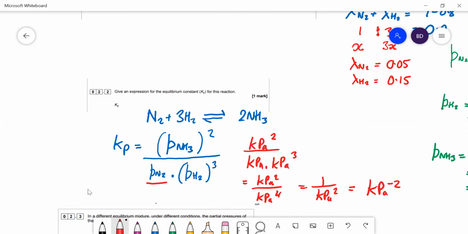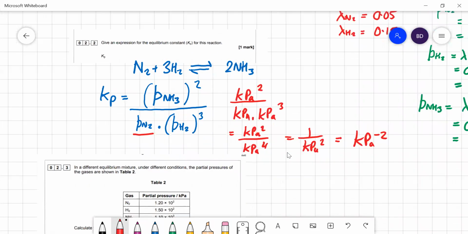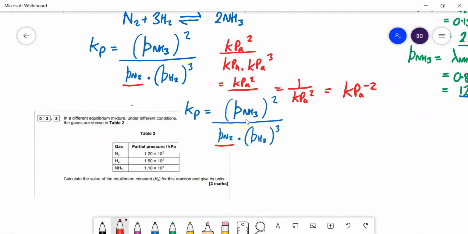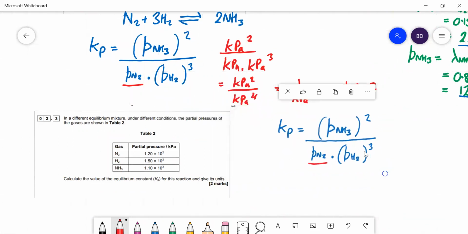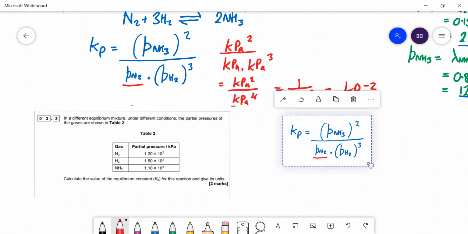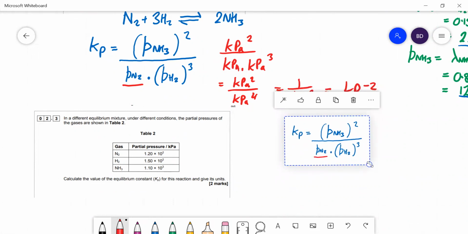Okay, now they always do this, don't they? I'm going to grab this expression here actually, because we're going to need it in a minute. Now in different mixtures, in case you couldn't work out the partial pressures, they don't want to stop you moving on with the question. Put that there so we can remind ourselves. They give you the partial pressures of all those, and you've got to put them into the expression and give the units in kPa.